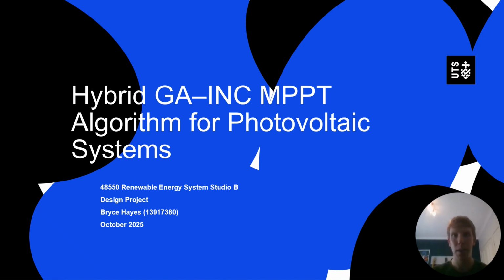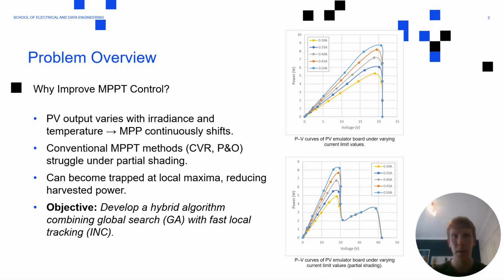Hello, I'm Bryce, and my project involved the design and implementation of a hybrid genetic incremental conductance algorithm for photovoltaic systems. Maximum power point tracking is the approach of extracting the maximum power of PV systems through modulation of intermediary power converters and moving the operating point near the peak of the nonlinear power voltage characteristic curve.